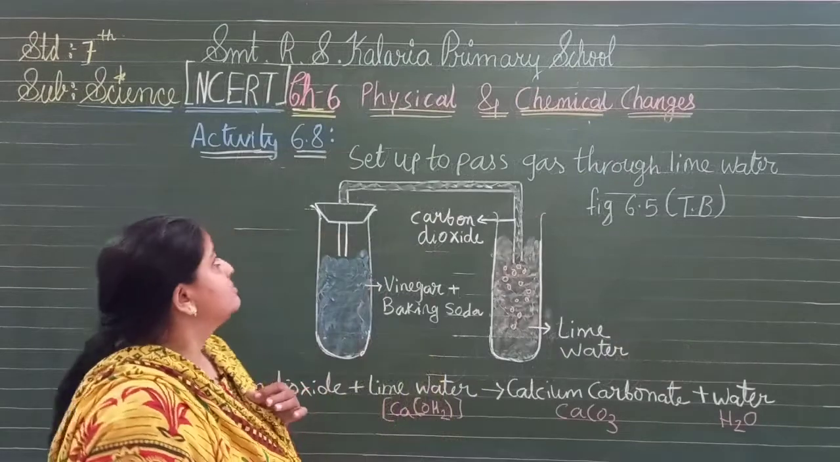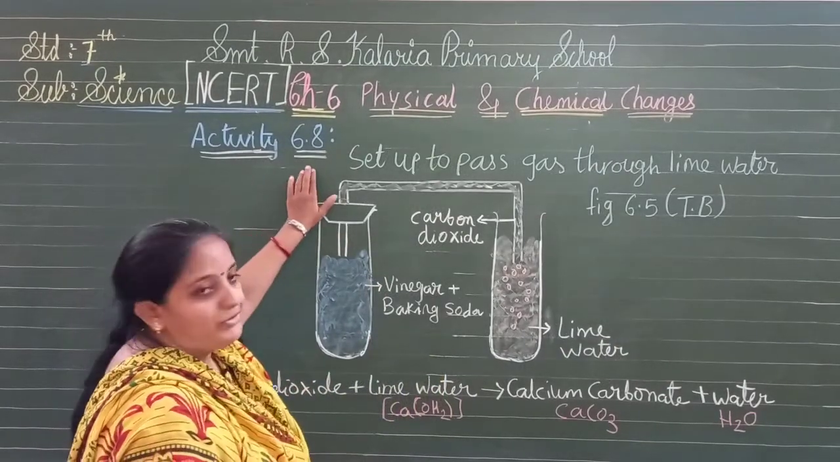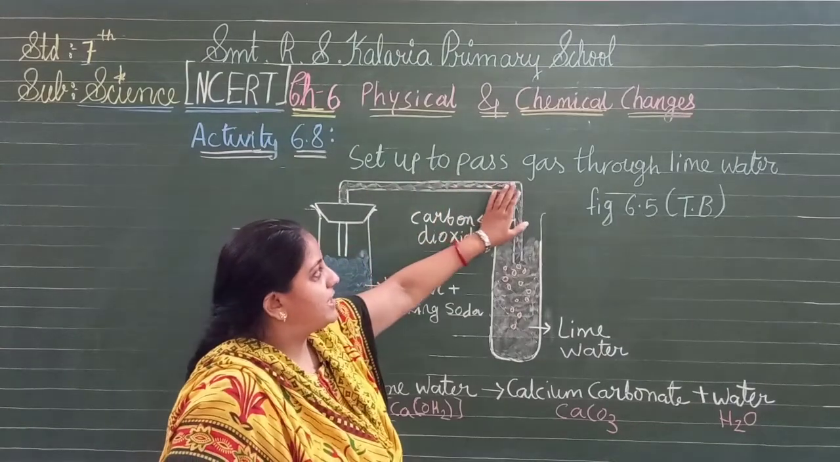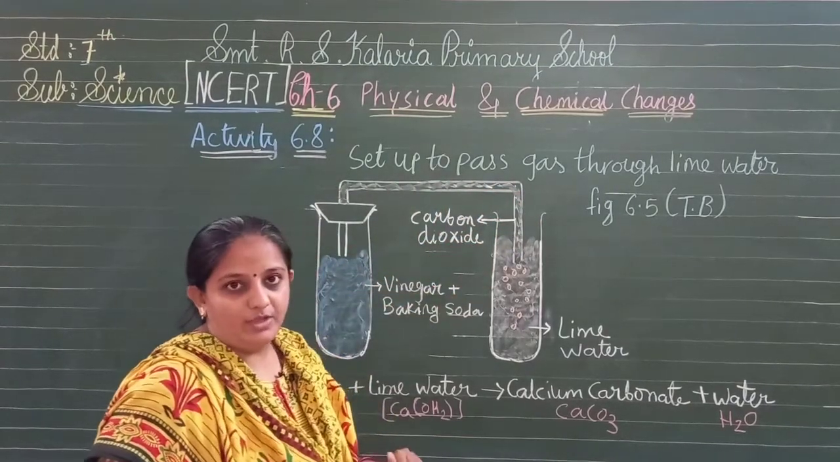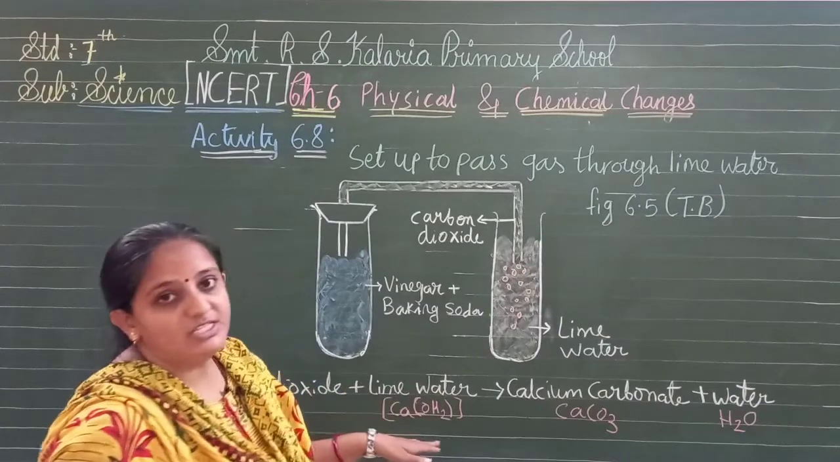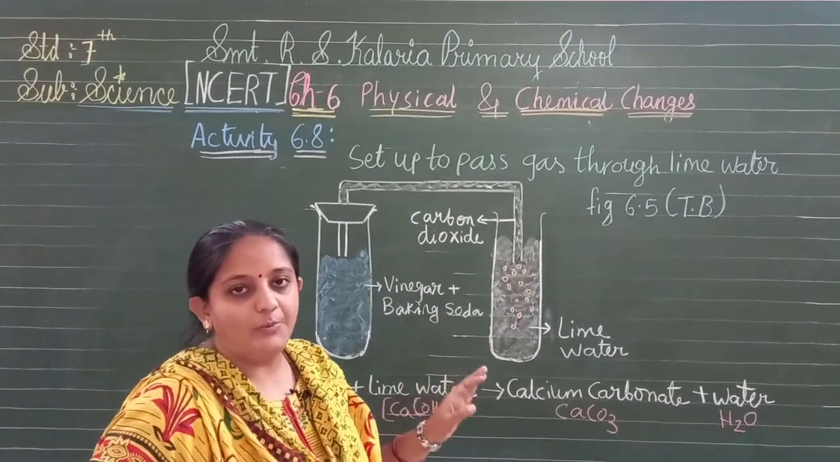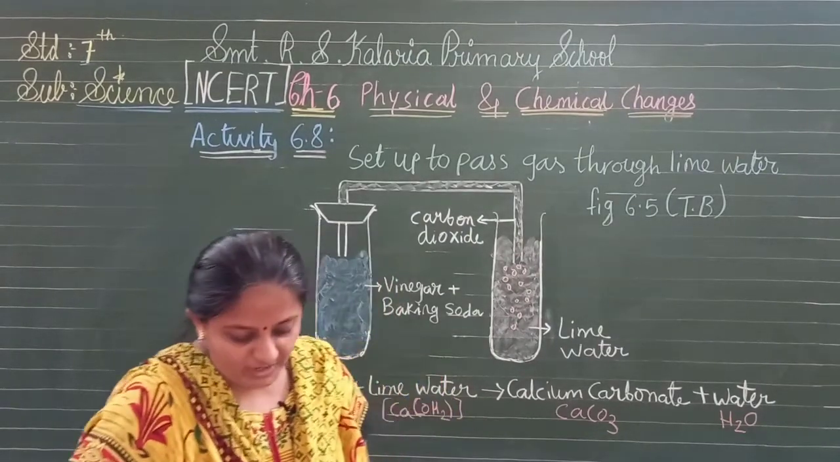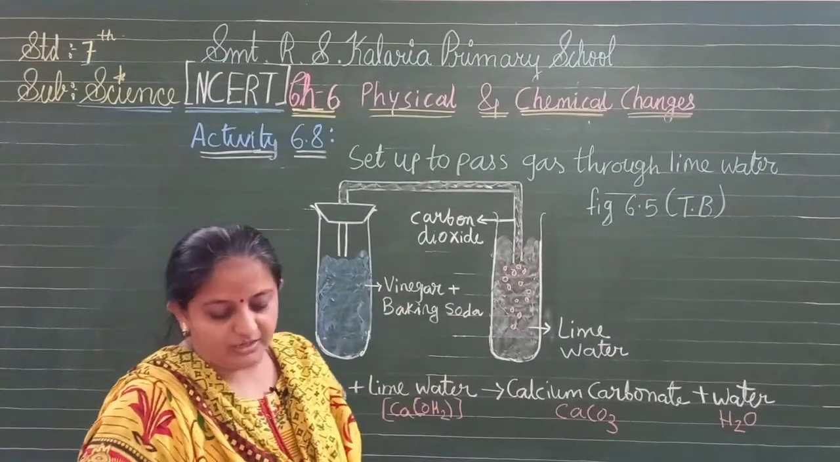Now student, let us move towards the next activity 6.5. Here is a figure I have drawn, which is a setup to pass gas through lime water. Again in this activity we will see a chemical change and how it makes this chemical change. What you have to do is take a teaspoonful of vinegar in a test tube.